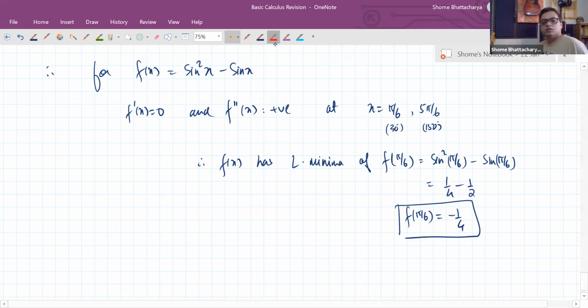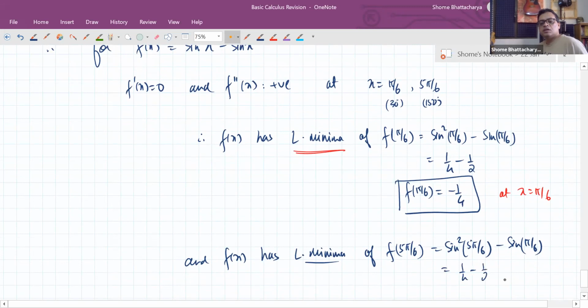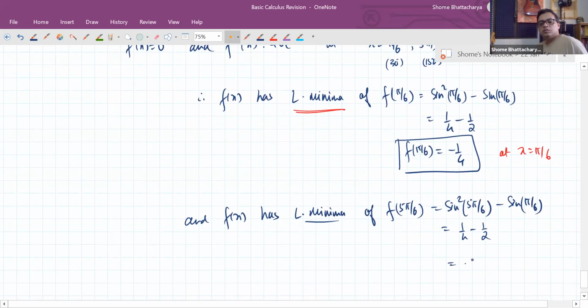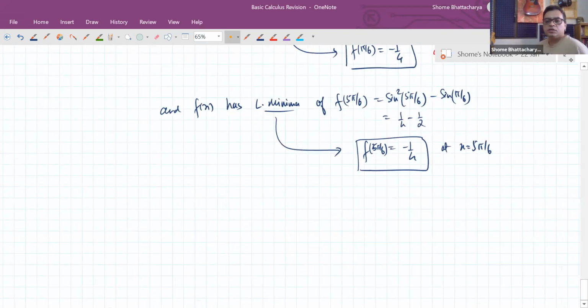This is the local minima at the point x equal to pi by 6. And again, f x has a local minima of f of 5 pi by 6, which is going to be the same thing, because the sine function value is the same. It will have the same value, 1 by 4 minus half. So it has a local minima of this much again at x equal to 5 pi by 6. So that is as far as the local minimas are concerned. You can just review this part a little quickly and we will move on to the local maxima.